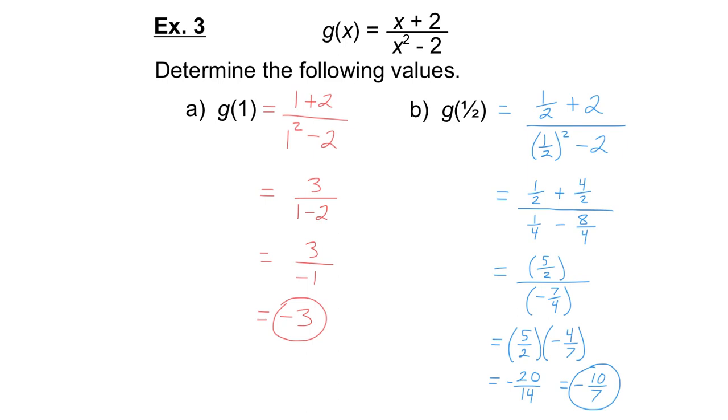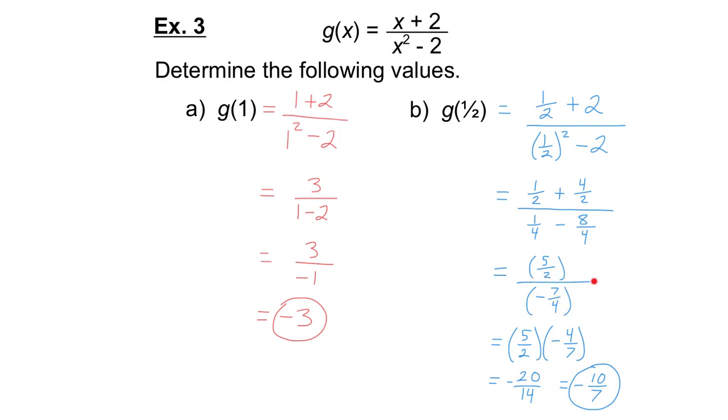Okay, now the denominator, 1 over 2 squared, is 1 over 2 times 1 over 2. 1 times 1 is 1. 2 times 2 is 4. Now this, minus 2, remember, if we're subtracting with fractions, we have to have a common denominator. So we're turning 2 into quarters, 8 quarters, or 8 fourths. 1/4 minus 8 fourths is minus 7 fourths. Okay, now we've simplified the numerator and the denominator as much as we can.